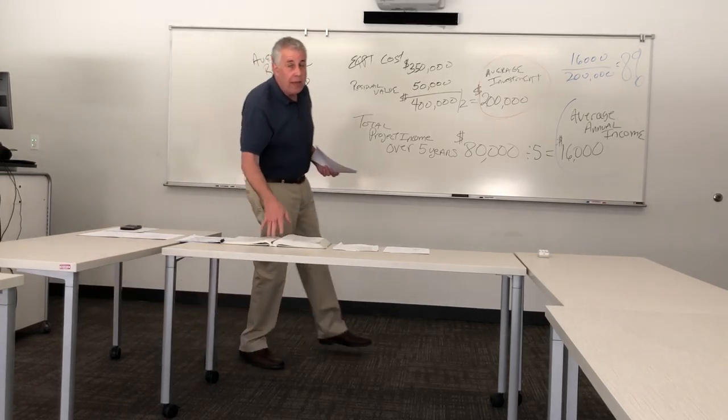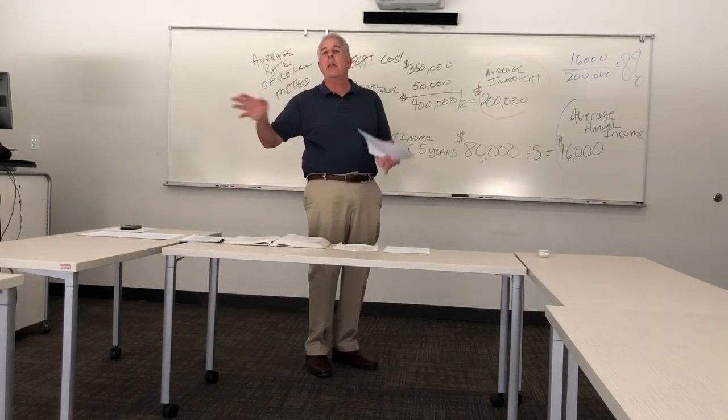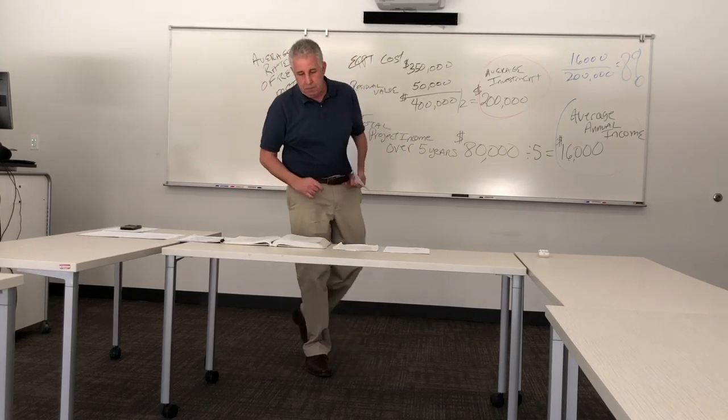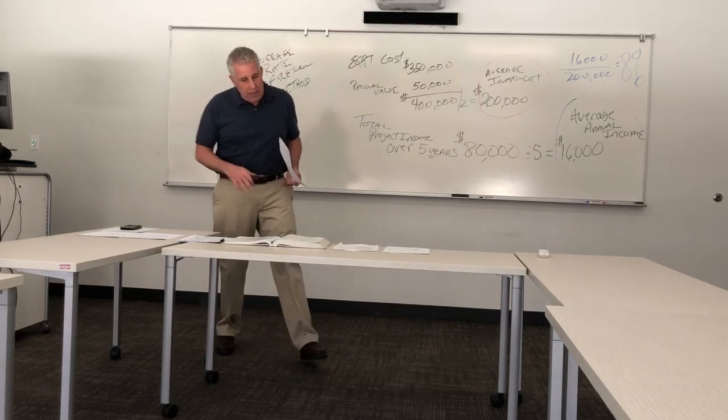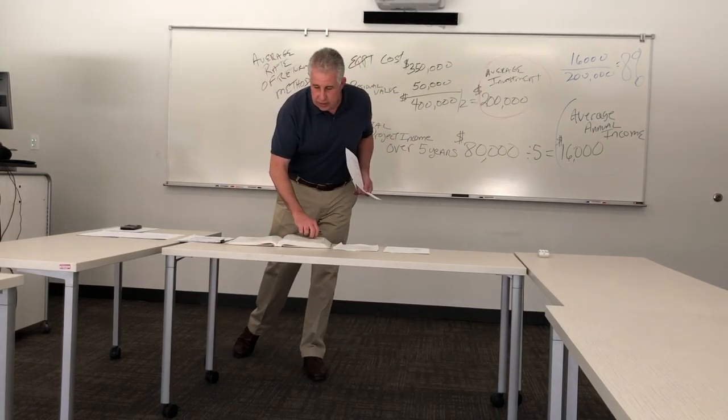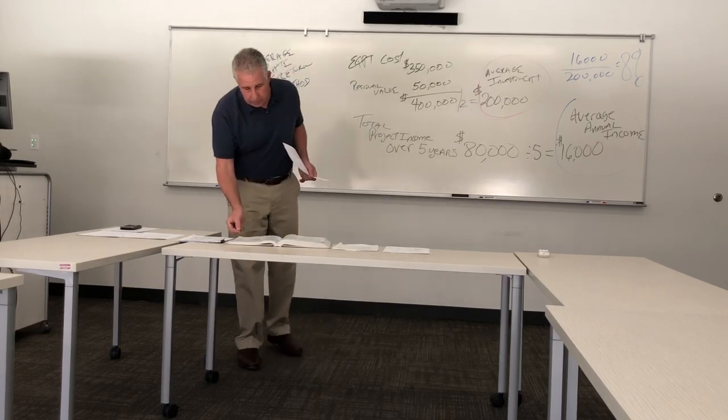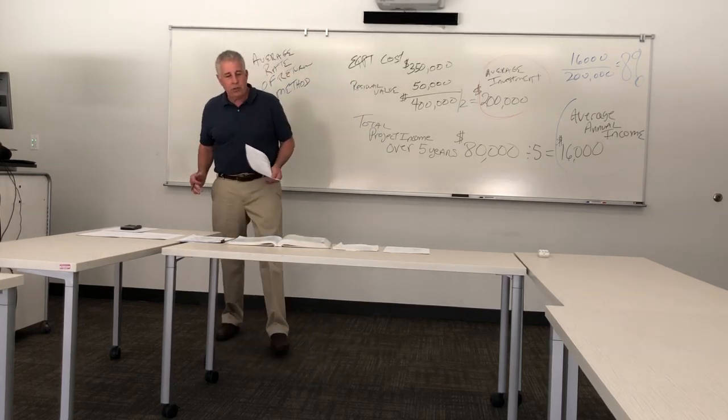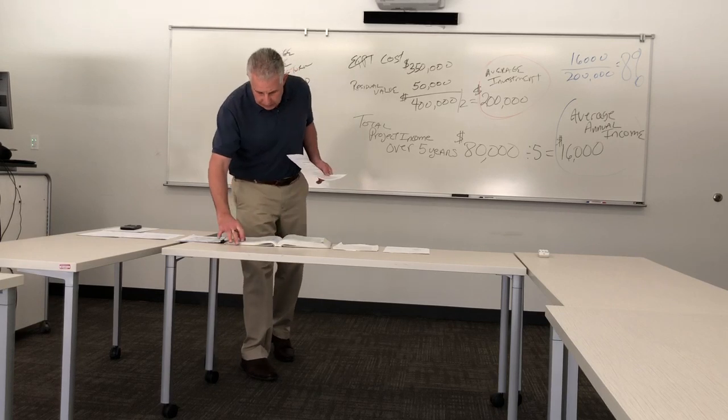If you don't have your text, it's a good time to go get it. Pause, go get your book. When you get back, open to page 5, 6, 7 in the text, in chapter 12, average rate of return method.